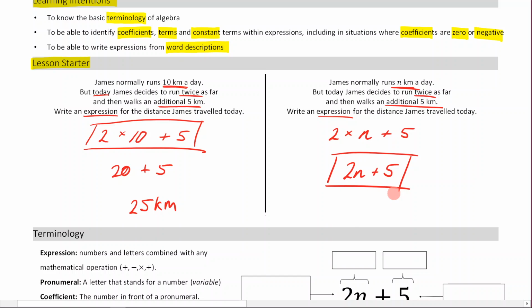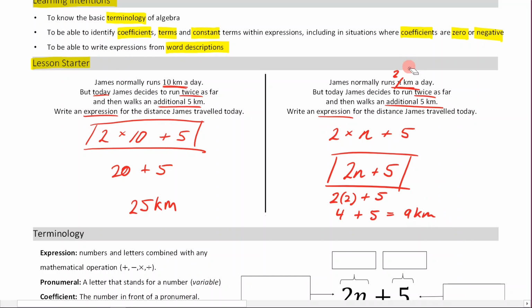So as you can see, algebra is a tool that we can use of creating expressions when we don't know all the exact values. So here we have an n instead of an actual number. But let's say we found out what n was equal to. Let's say we found out that n was equal to 2. Well, then we could put 2 into here. So it would be 2 times 2 is 4, plus 5 is 9 kilometers.